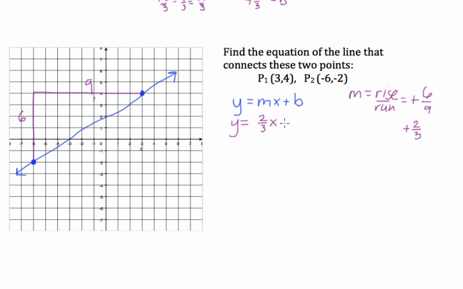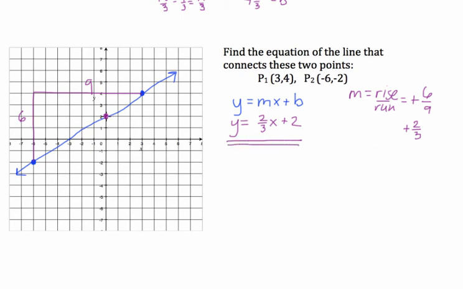A good way, I think, to find the b number is just to look. The b number tells us where the graph crosses the y-axis, the y-intercept. Looks to me right about 2. So I put 2 in there. There's my answer. Y equals 2/3 x plus 2.